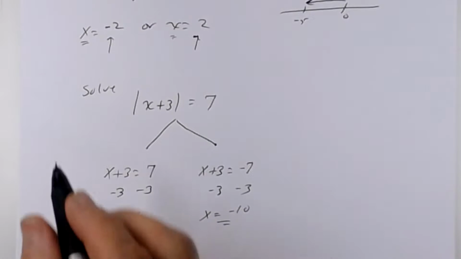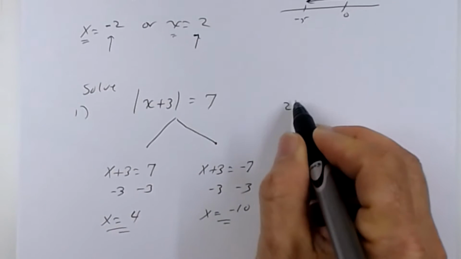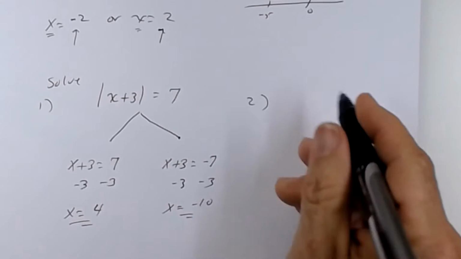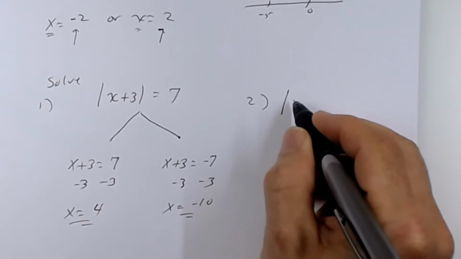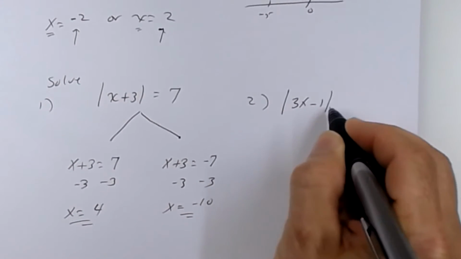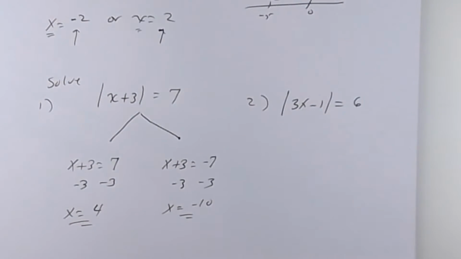All right, so that was number 1. Let's look at number 2. Number 2, suppose you had the absolute value of 3x minus 1 is equal to 6. Now that one's a little bit harder to guess because of that 3x. So let's solve it algebraically.